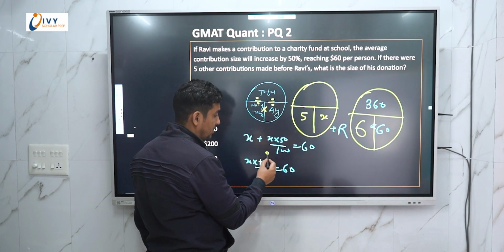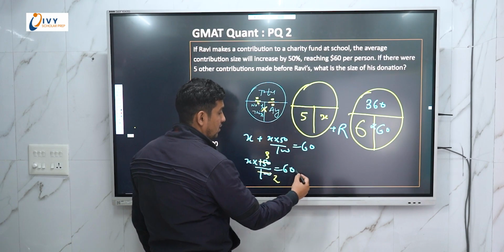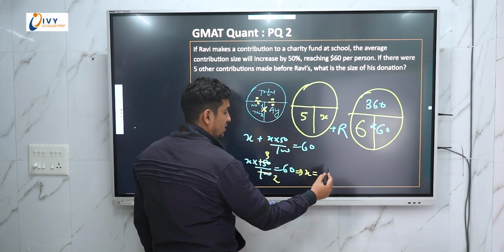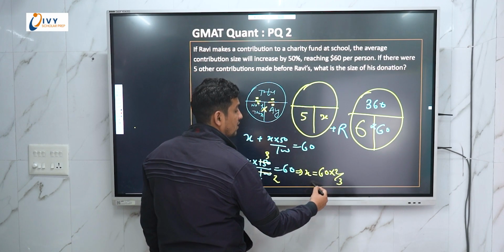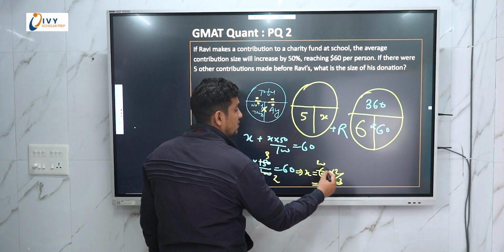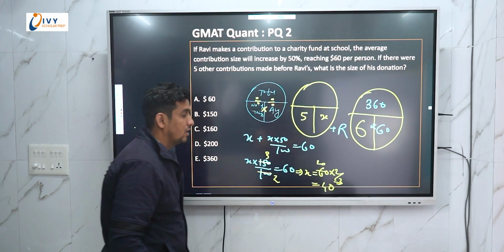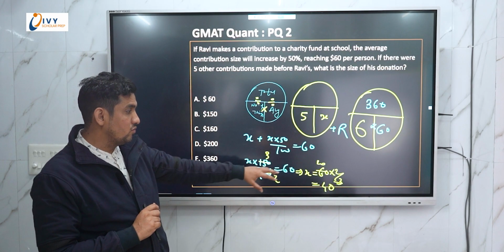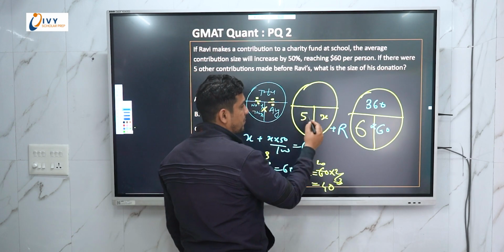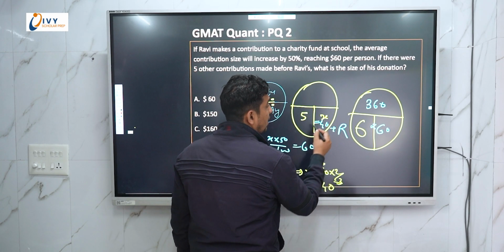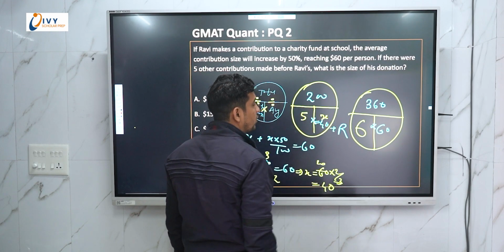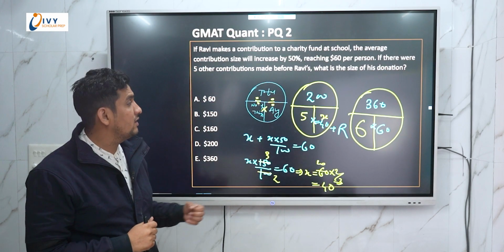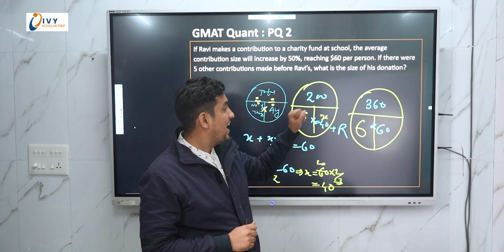Now, how do you approach it? You say 3 by 2. So x is equal to 60 into 2 by 3, which gives us 40. So the initial average comes down to 40 only. So x will be replaced by 40. Now 40 into 5, how much do you get? You get 200. So in 200, if you add Ravi, the total will come to 360.